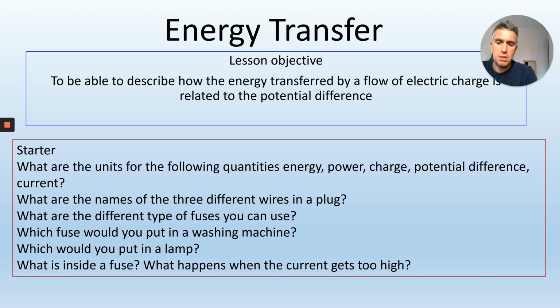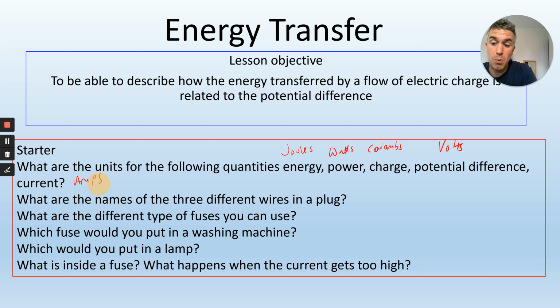Okay, so what are the units for the following quantities? Energy is measured in joules. Power is measured in watts. Charge is coulombs. Potential difference is volts. And current is amps.